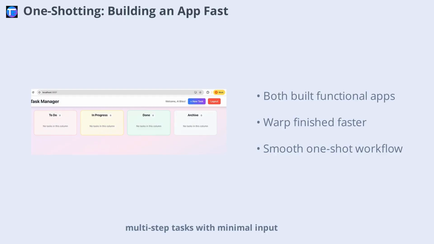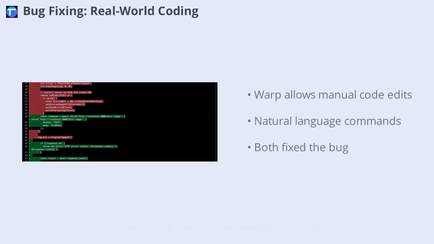For bug fixing, I tested how each tool handled integrating a new Python backend for image blurring. Claude Code provided helpful code diffs but didn't allow manual edits to the AI-generated fixes. Warp, however, let me edit the modified files directly, which is invaluable for developers who spot quick improvements. Warp also responded naturally to prompts like "start both front-end and back-end servers," making the process seamless and intuitive.